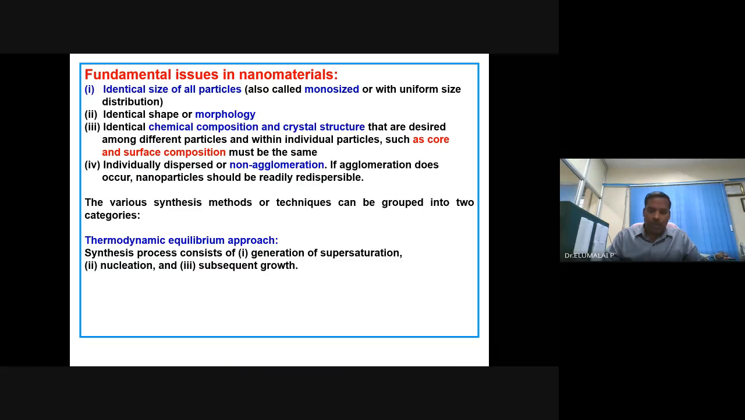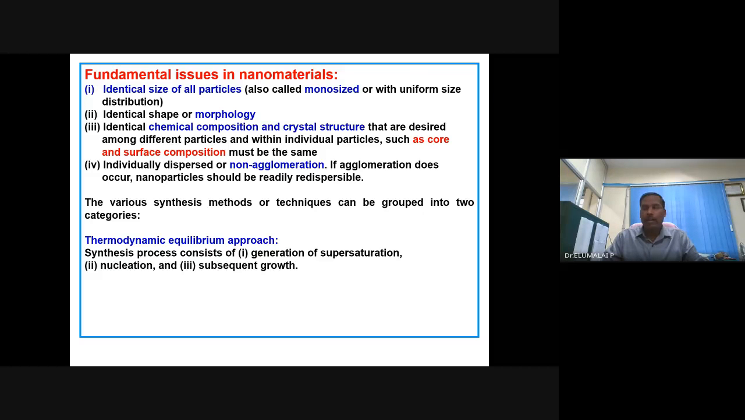So the first and foremost thermodynamic quantity is the free energy change. You would have heard about free energy change, or the other name for free energy change is Gibbs energy or Gibbs free energy, and it is symbolized as delta G. For any process, if delta G is negative, it is thermodynamically possible, spontaneous.